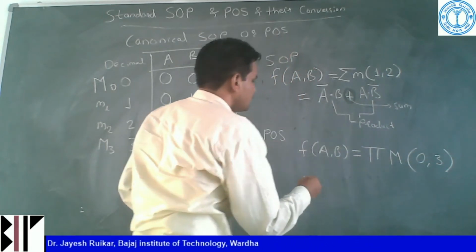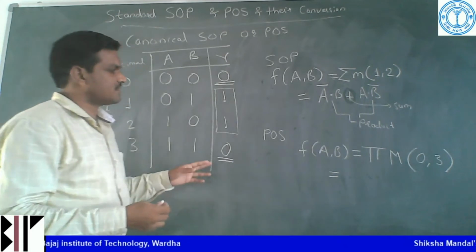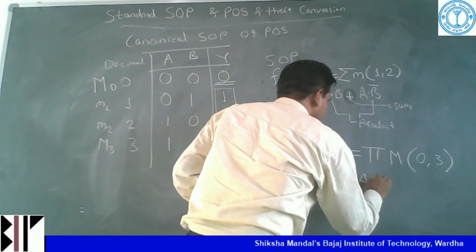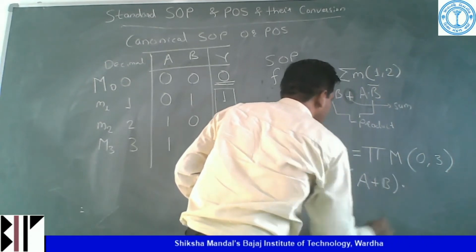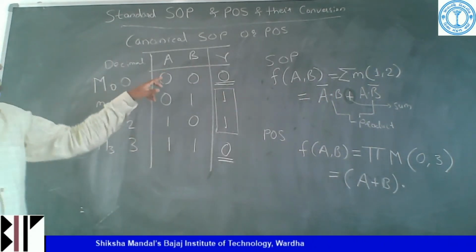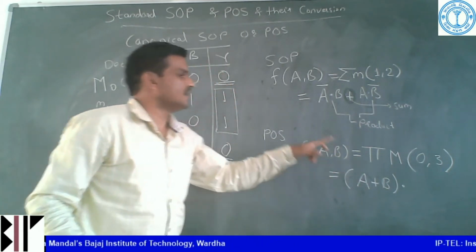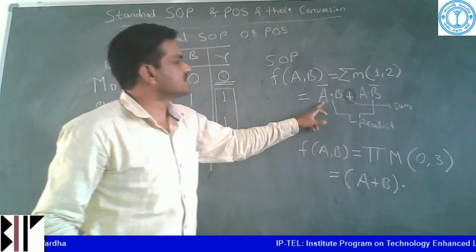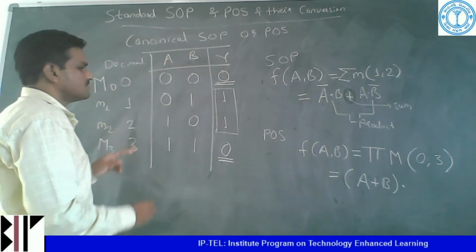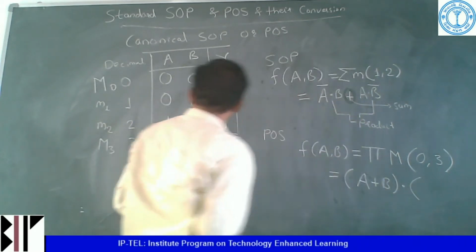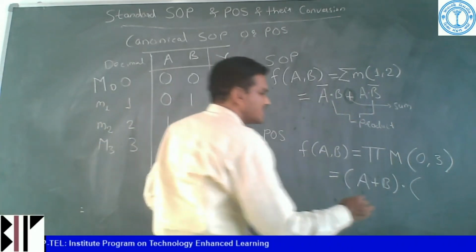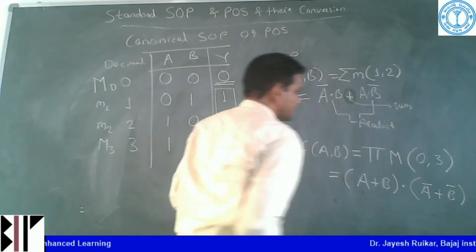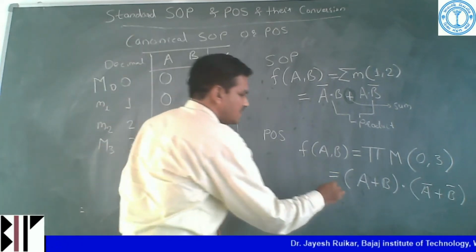If I want to expand this in terms of POS, that is product of sum form: for 0 I am writing A plus B, then dot for 3. Here 0 is represented as A in POS form, whereas in SOP form 0 is written as A bar. So A plus B, and then the dot product with 3. 3 is your 1 1, so I am writing it as A bar plus B bar, as the inputs are 1. Now you can expand it.